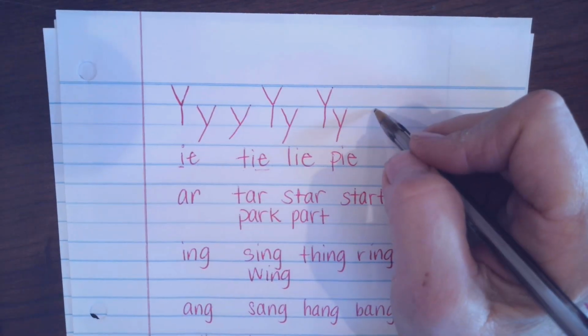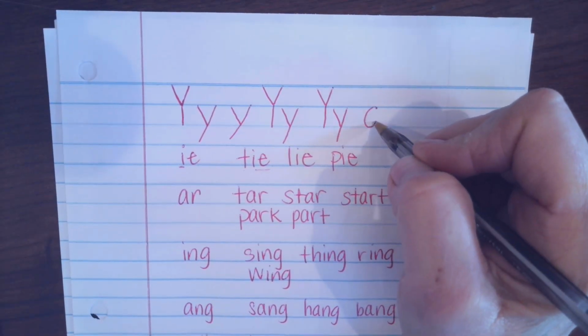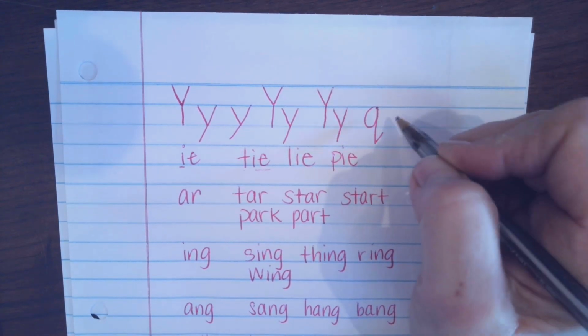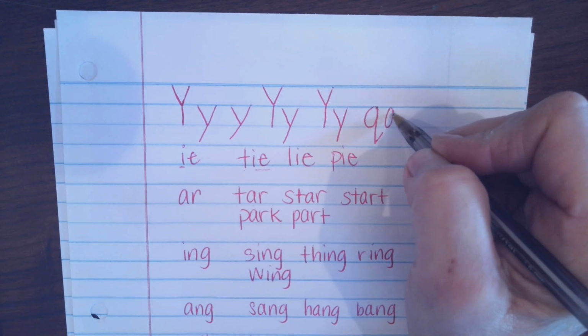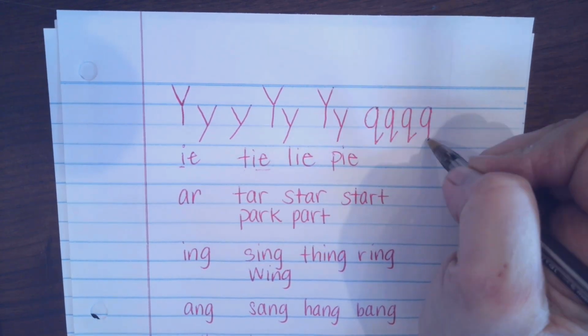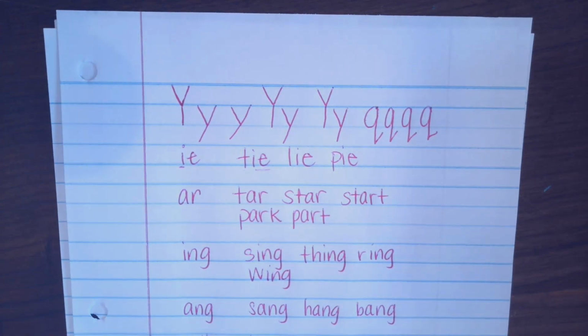Then we have a Q. We start with the C shape, we come up, we go into the hot lava, and we go up. So you can practice making a whole bunch of those as well.